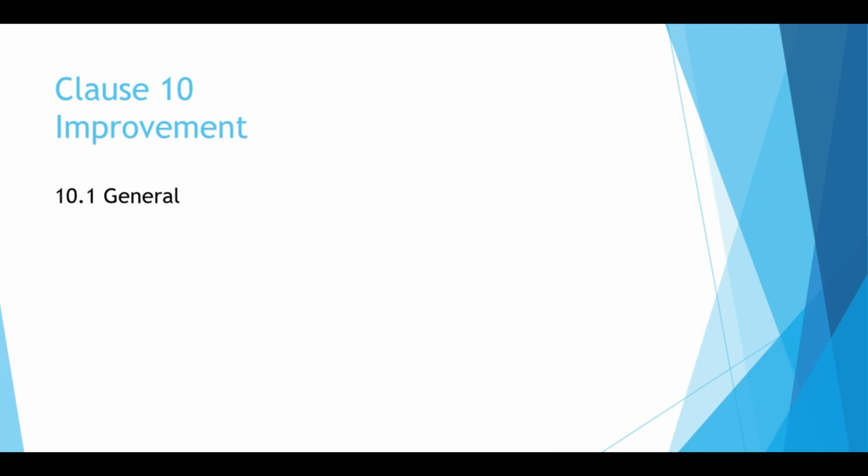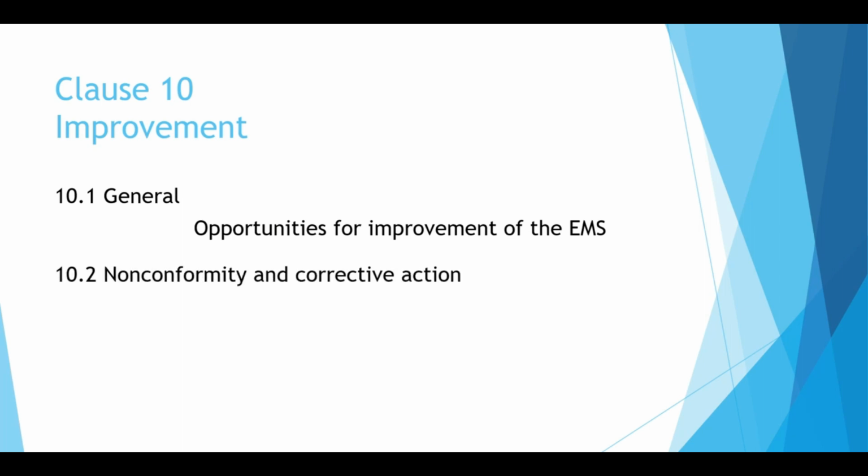Firstly, Clause 10 requires the organization to determine opportunities for improvement of the EMS and take necessary actions after evaluation. Then, when a non-conformity occurs, you have to control and correct it and deal with any immediate consequential environmental impact. Once it has been contained and impact addressed, you are required to evaluate the need for corrective action to eliminate whatever caused the non-conformity and prevent similar potential non-conformities from occurring.